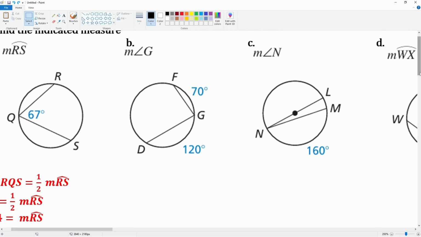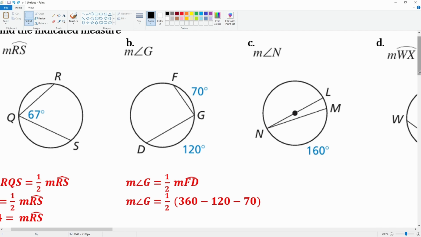Here they're asking you to find the measure of angle G. The issue is that you need to know the arc of FD. To do that, you can use the arc sum. Know that the total of the arcs inside a circle is 360. That's why FD, you can get that by doing 360 minus 70 minus 120.